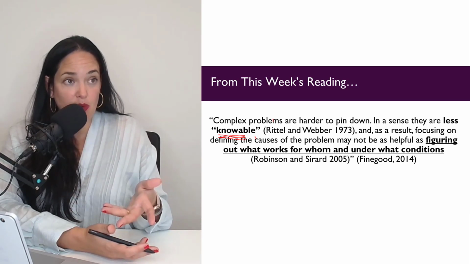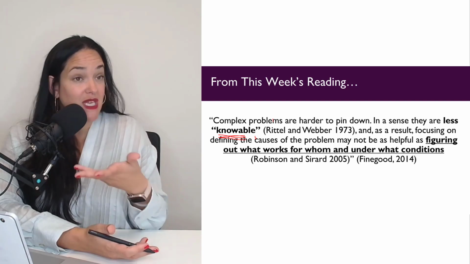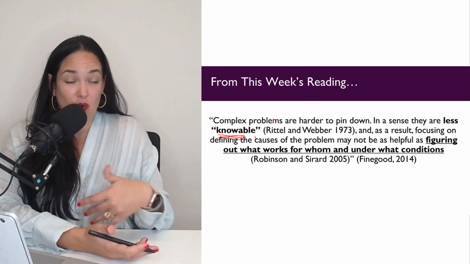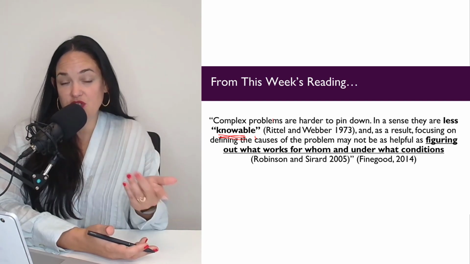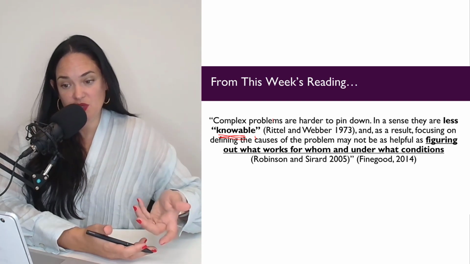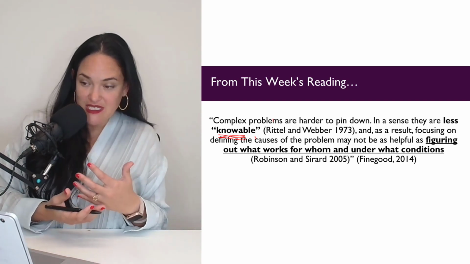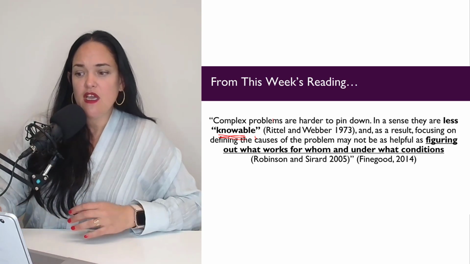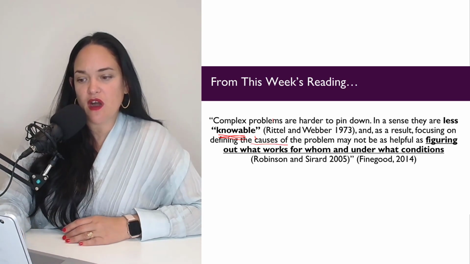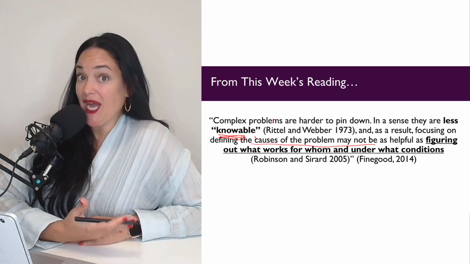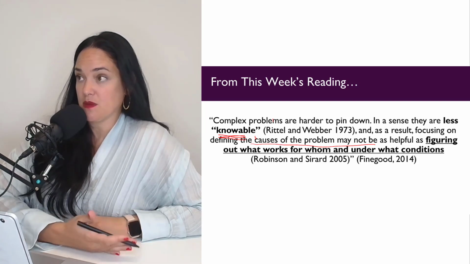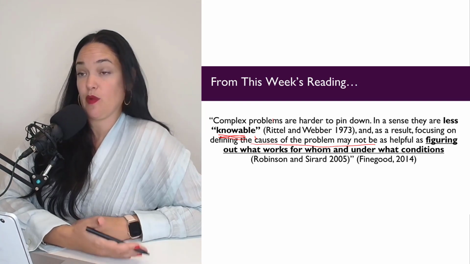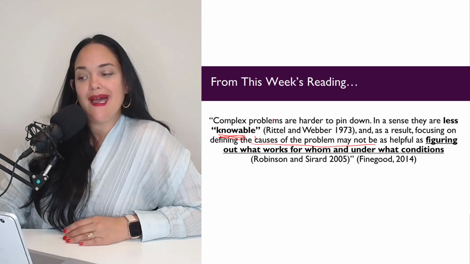It's less knowable what's going to lead someone, or lead a population, to sleep more or get outside more, or spend more time in nature. It's hard to know this, and you kind of have to embrace that, right? So as a result, focusing on defining the causes of the problem, while I'm not saying that's not important, and that's what a literature base is for, is important to know.